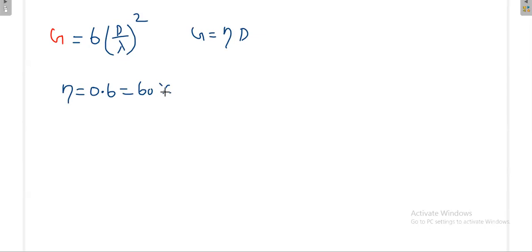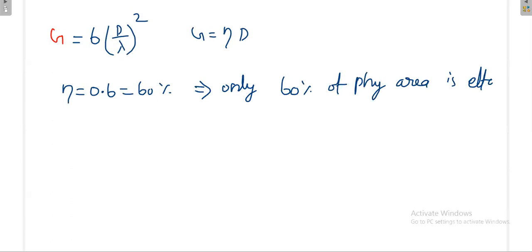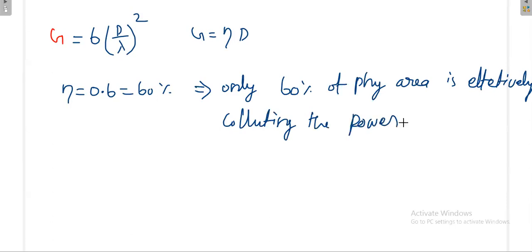See what is the meaning of this: only 60% of the physical area is effectively collecting the power. So without worrying about anything, simply remember the formula. Directivity means 10 D by lambda, whole squared, and gain means 6 D by lambda, whole squared. That's the way. Next, what is the beam width?